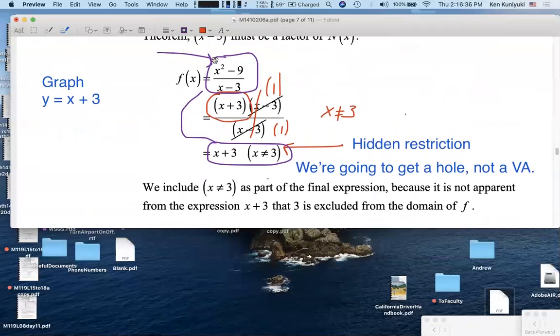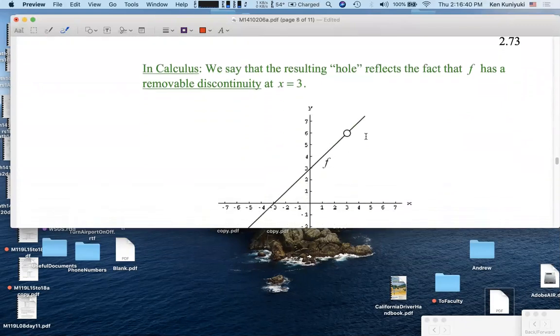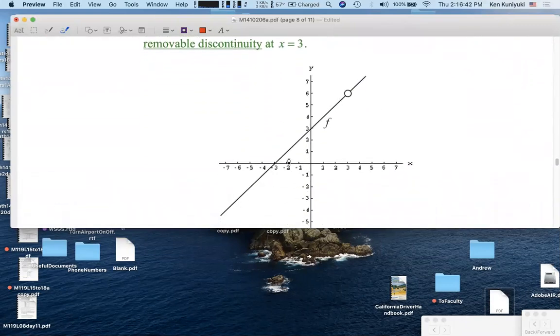The graph of y equals x squared minus 9 all over x minus 3 looks like this. It's the graph of y equals x plus 3, but since 3 is not in the domain of the function, we're not allowed to have a point with x coordinate 3. We have to pluck the point 3, 6 out of the graph, and we're left with a hole here.